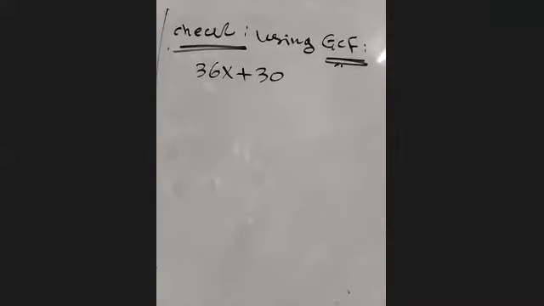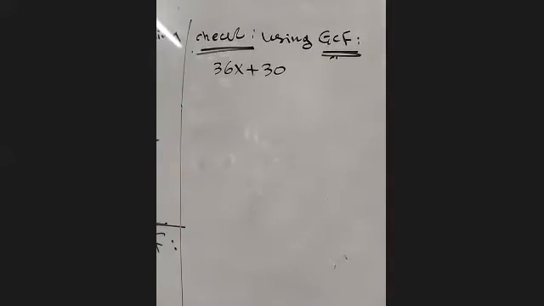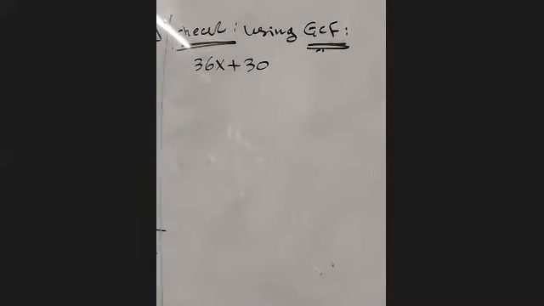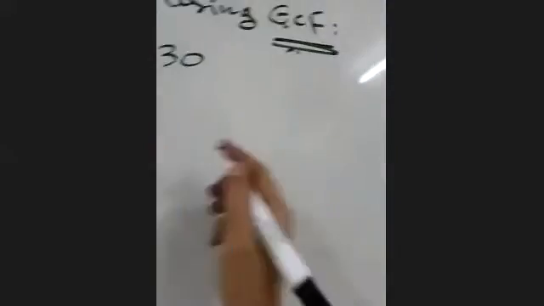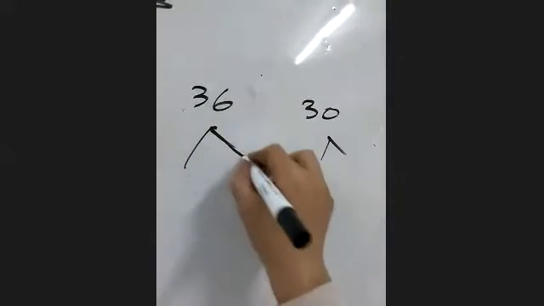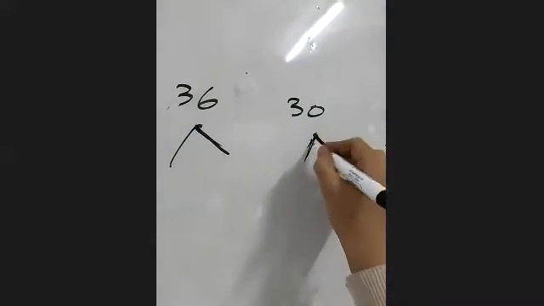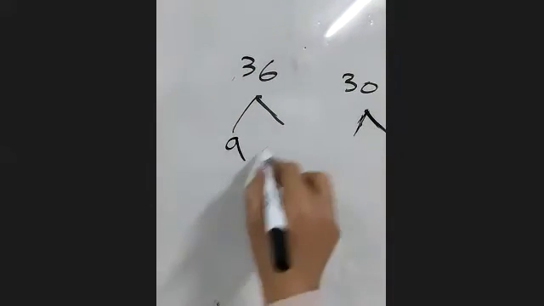What I will do? First, we will find the GCF of the numbers 36 and 30. Yalla, Hisham. Do you know how we find the GCF? Yes. 36, 9 multiply 4. Good.